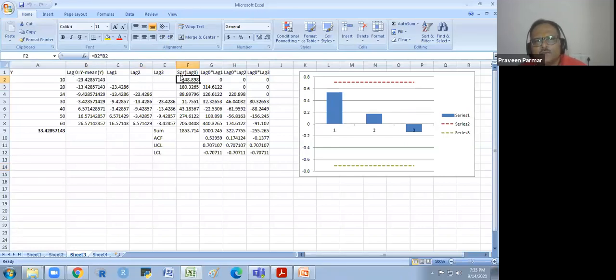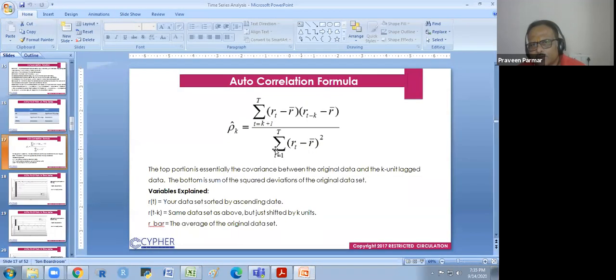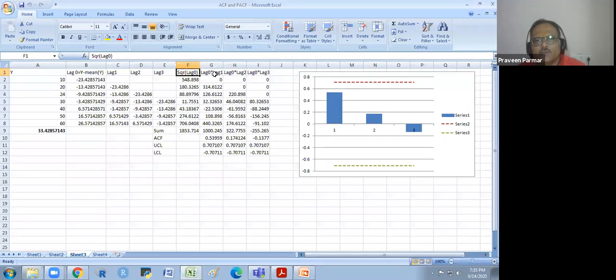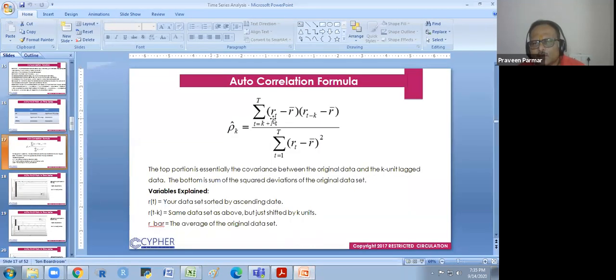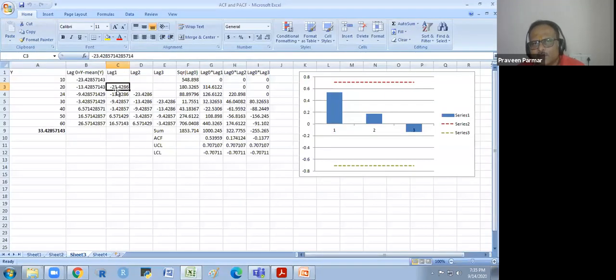Then I have taken the square of this, as in the formula. I am taking Rt minus R bar squared. And I am multiplying this Rt minus R bar into Rt minus k minus R bar. So for the first lag, I get Rt minus k minus Y bar, sorry. Similarly this is for the second and this is for the third. So these are the three products I have got.